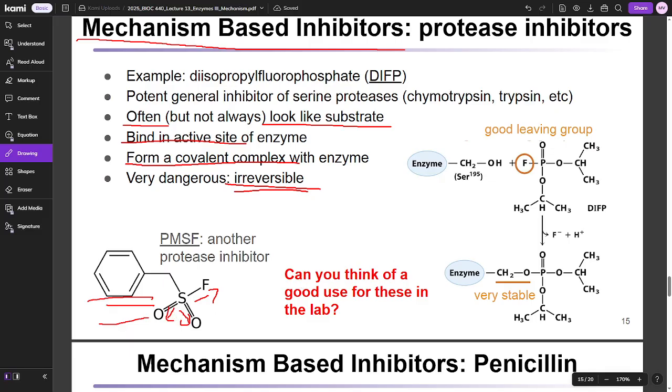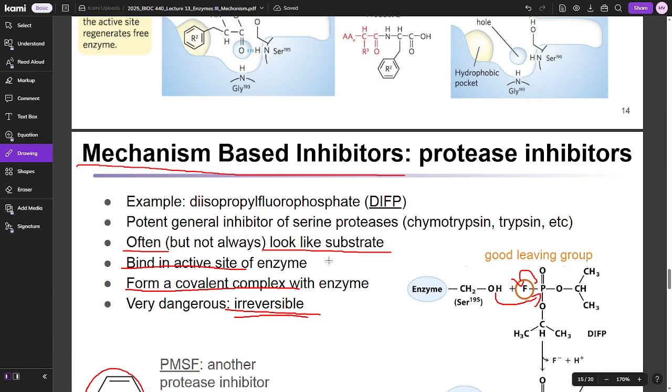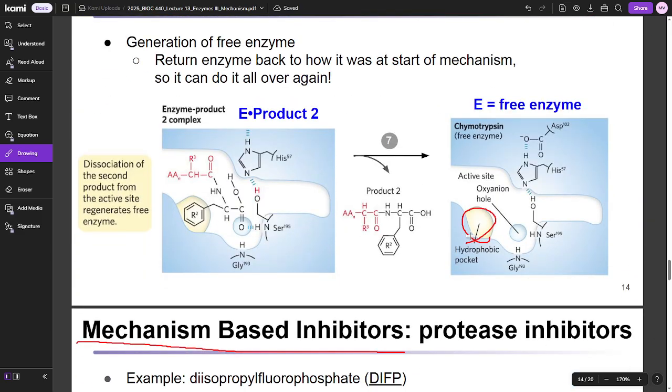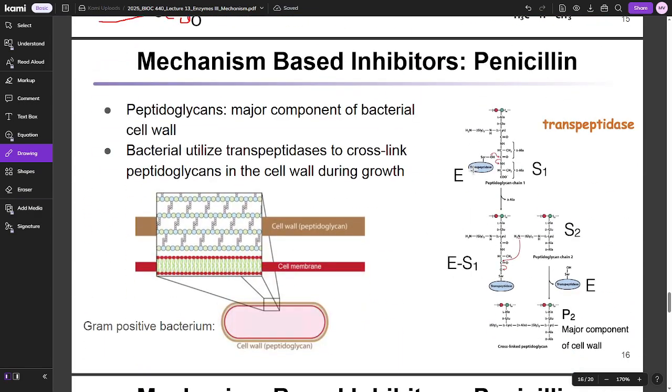So what probably ends up happening is, are they showing it here? Yeah, they're showing it here. The serine actually attacks here and kicks off the fluorine, and it gets stuck in that form. So the fluorine has left. And on top of that, this phenylalanine group most likely sits in this hydrophobic pocket and further stabilizes that inhibited state.